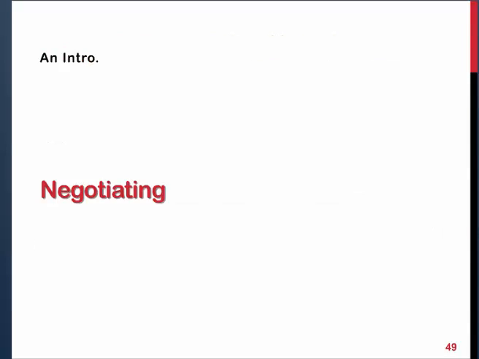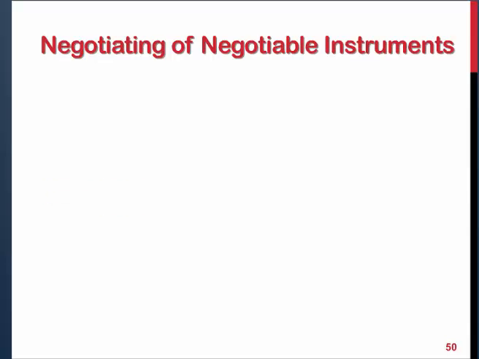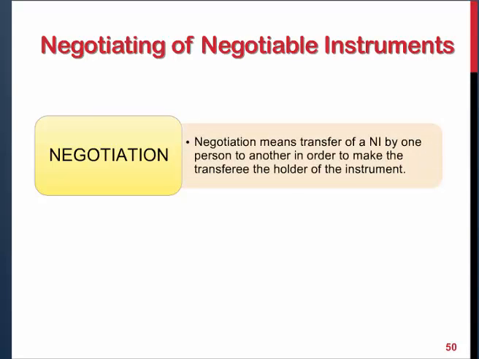Our next topic is negotiation of negotiable instruments. Here we will discuss two aspects: negotiation of negotiable instruments and assignment of negotiable instruments. Negotiation of a negotiable instrument means transfer of a negotiable instrument by one person to another in order to make the transferee the holder of the instrument. Negotiation may be made by delivery or by endorsement and delivery.